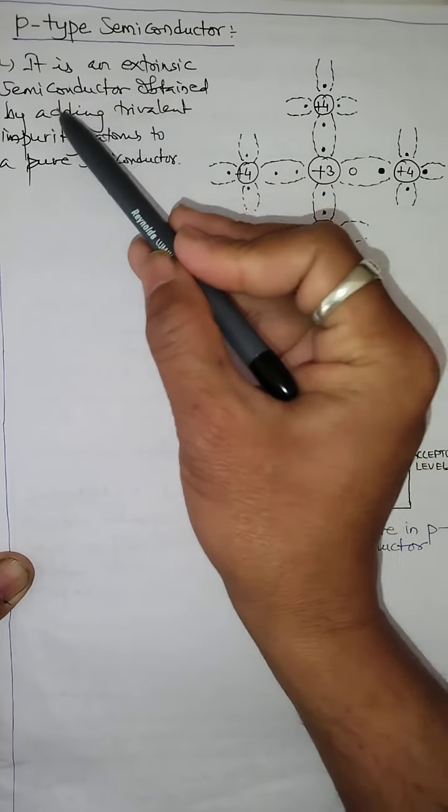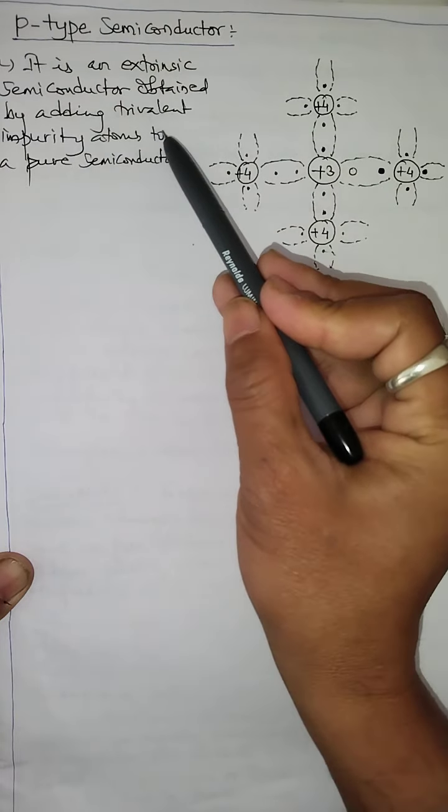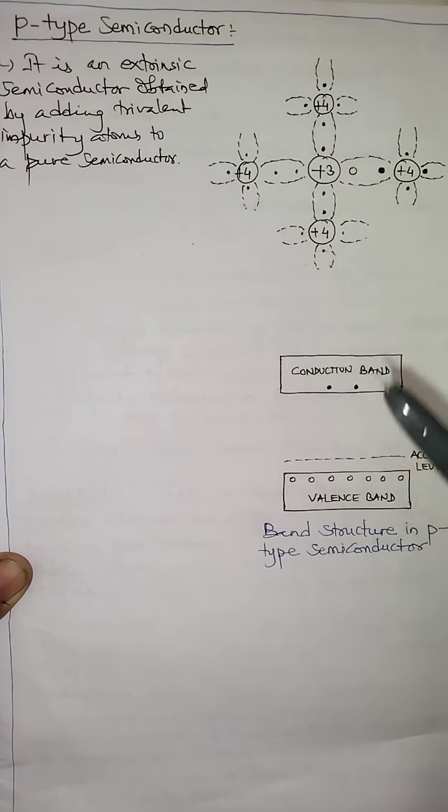It is obtained by adding what? Not pentavalent now. This time, a trivalent impurity atom to a pure semiconductor. Trivalent means valency 3, and valency 3 means the valence electrons are also 3.